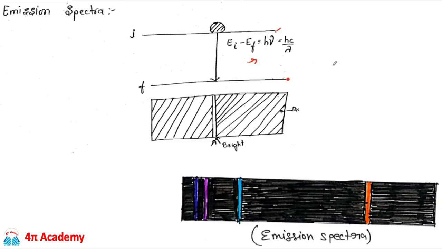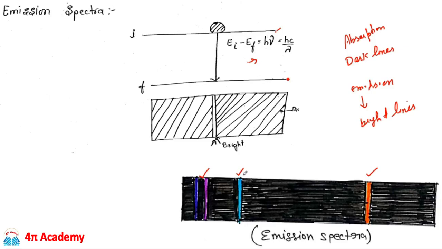In that case, the change in wavelength is observed through these bright lines. So generally absorption spectra are in the form of dark lines, while emission spectra are in the form of bright lines.